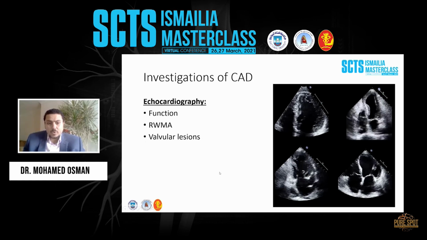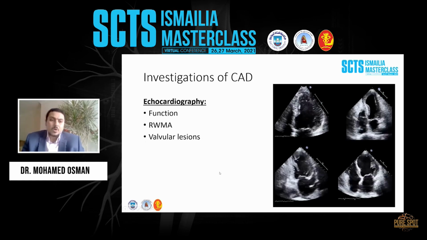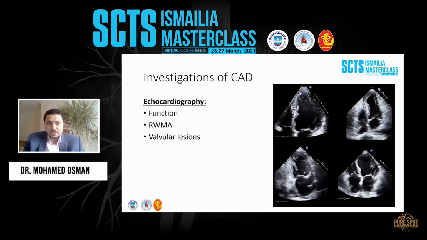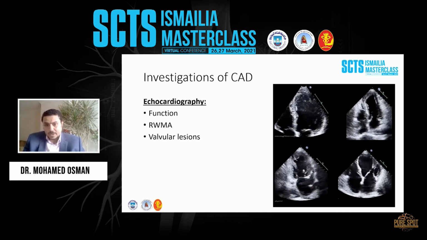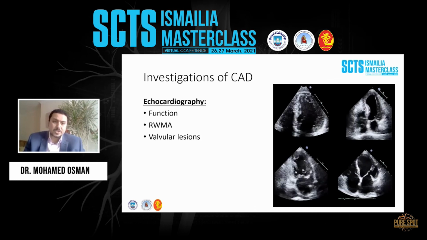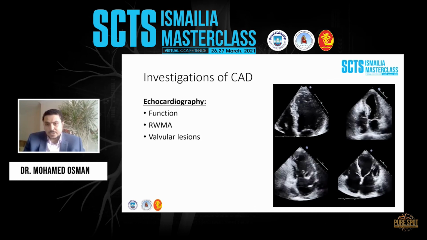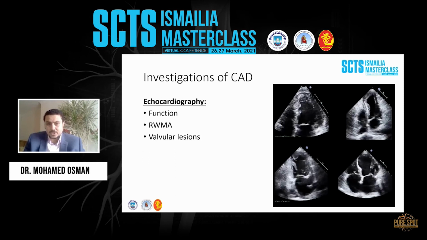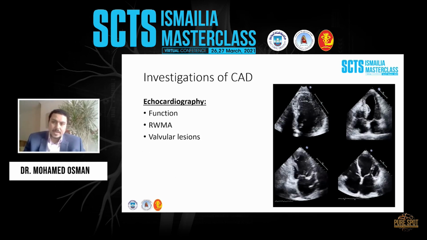So for any patient going for coronary artery bypass surgery, we do an echo to check the function, the regional wall motion abnormality, and the valvular lesion. If you have dyskinesia or akinesia, you have to investigate for viability of this segment, and whether the patient is going to benefit from the surgery or not. And for the valvular lesion, you have to decide pre-operatively whether you are going to do something for the valve, or this patient just needs coronary artery bypass graft surgery. We'll go through this in more detail in the next slides with the guidelines.